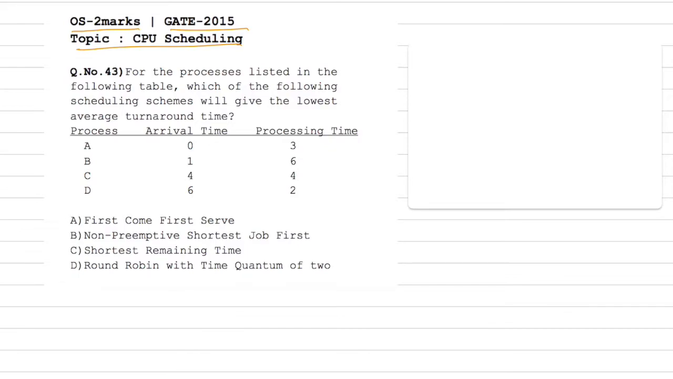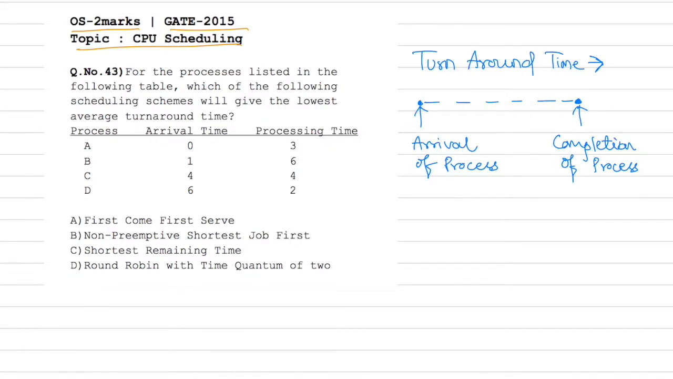So turnaround time is nothing but the difference between the arrival of the process and its completion. A process arrives at this time, and at this time the process gets completed. So the time spent between the arrival of the process and the completion of the process is called the turnaround time of that process. So we have the arrival of the process for all these 4 processes. What we need to find is the completion time of the process. Once we find the completion time of every process, turnaround time can be found by their subtraction. So let's start. We'll start with the first algorithm, which is FCFS.